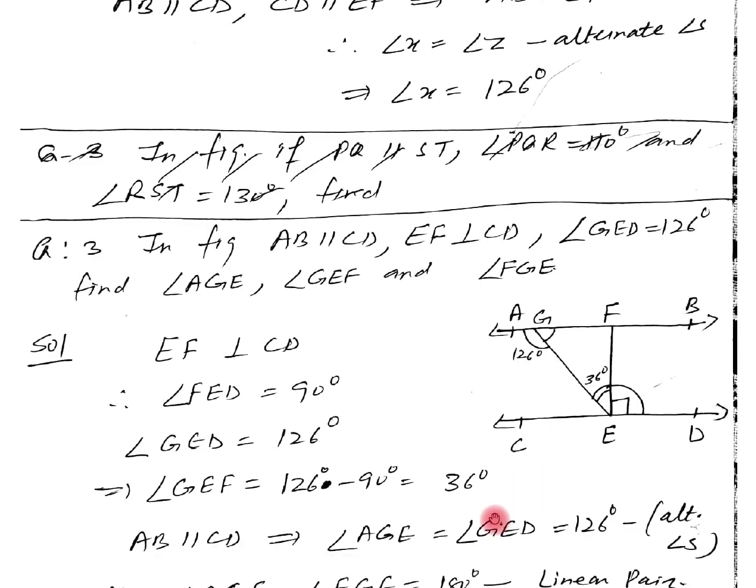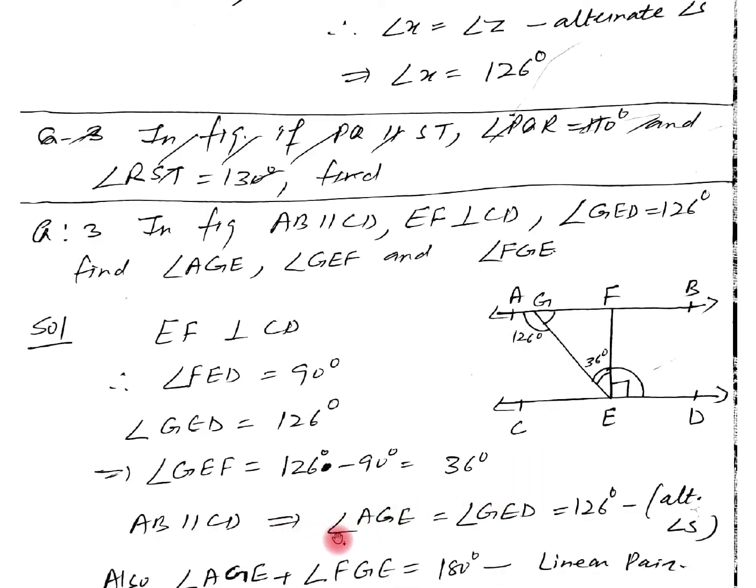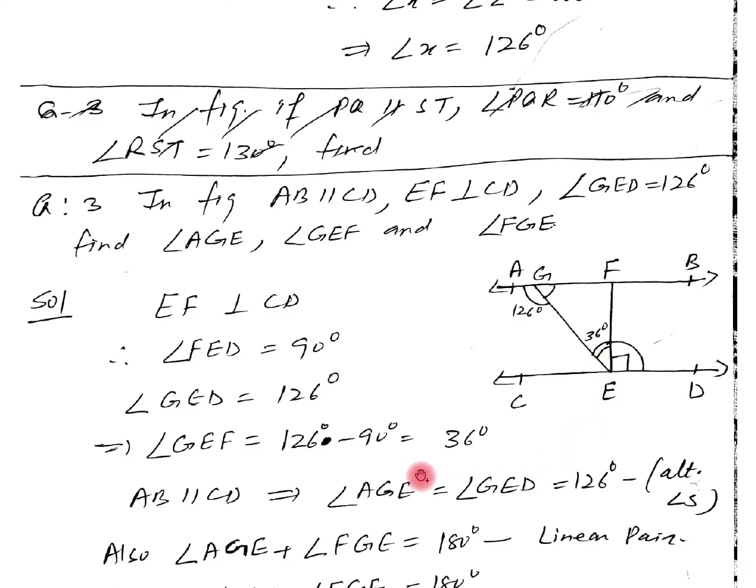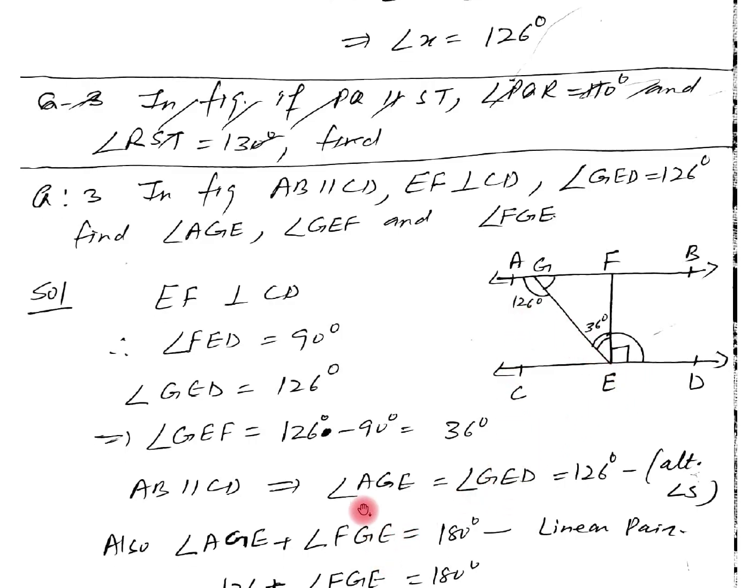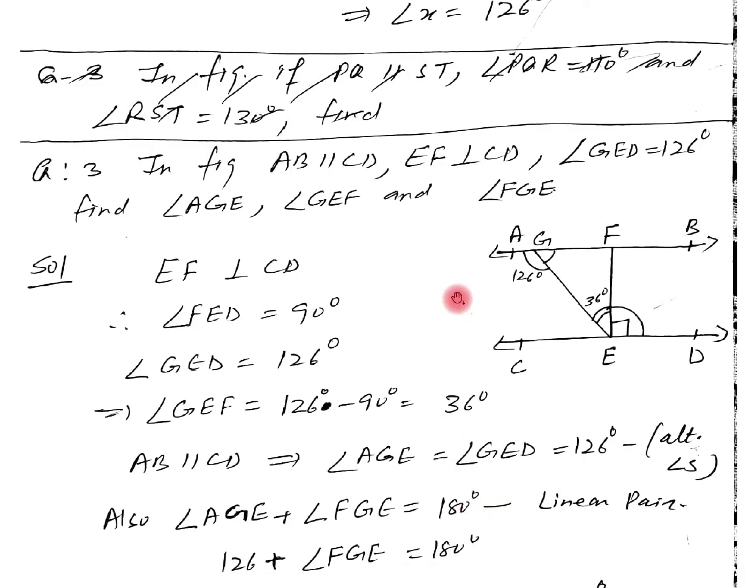Now here let us see again. Now AB parallel to CD. This is the transversal. This implies angle AGE equal to angle GED equal to 126 degree. Now these two lines are parallel, this is the transversal, so we can say this angle must be equal to this angle. Therefore, if this angle is 126 degree, these are alternate angles. So therefore we can write angle AGE equal to 126 degree.